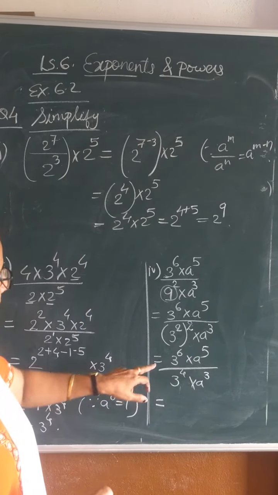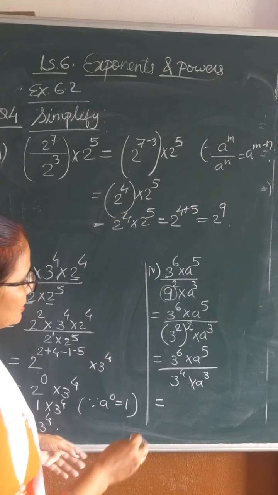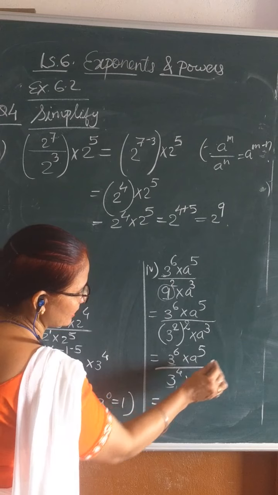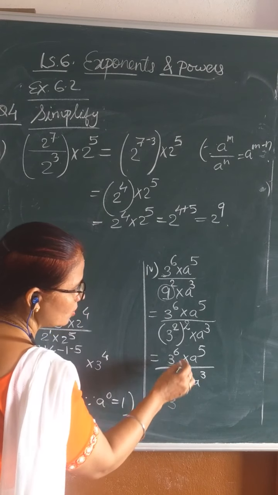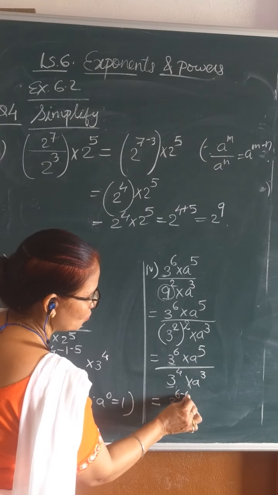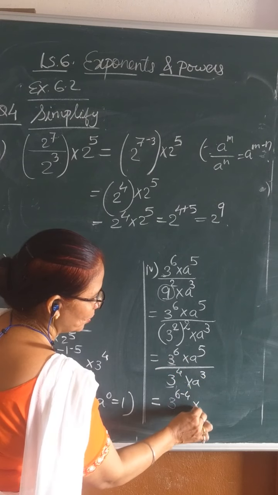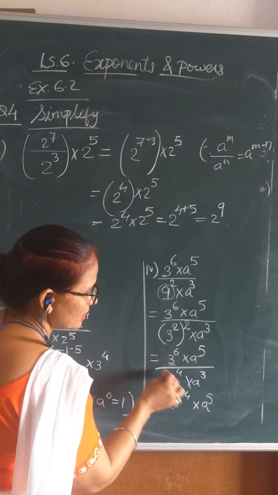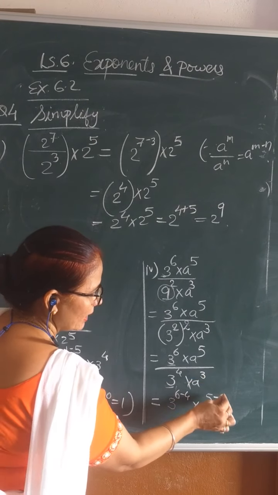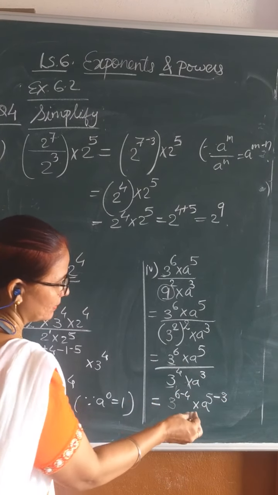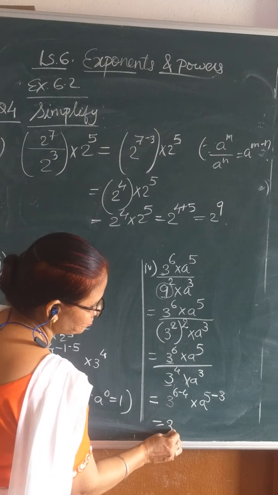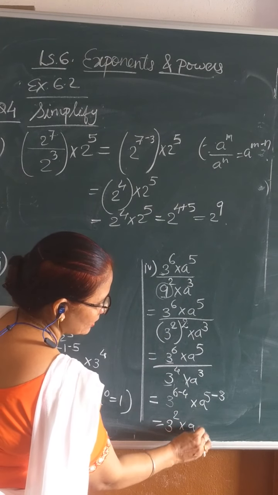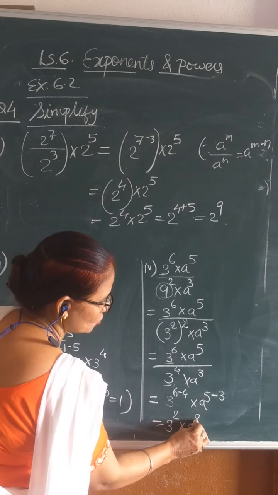Now children, see, this 3 and 3, the base is the same, and here a, the base is the same. So let's use the division law. 6 minus 4, into a. What is the power here? 5. Division sign, so you have to take minus and power 3. Now simplify. 6 minus 4 is what? 2, into a raised to the power 5 minus 3, which is also 2.